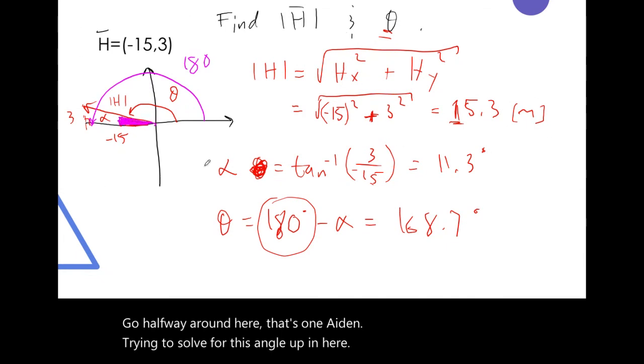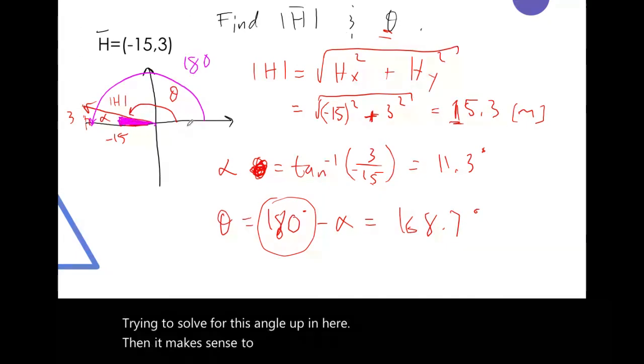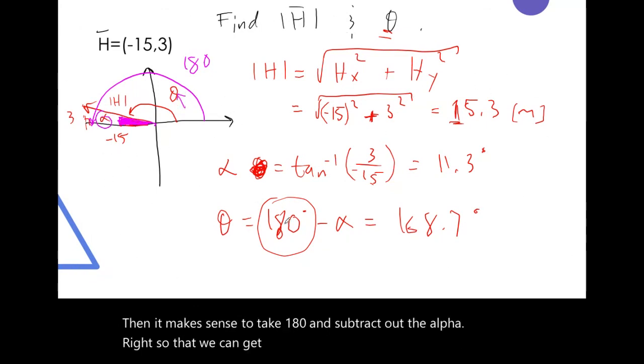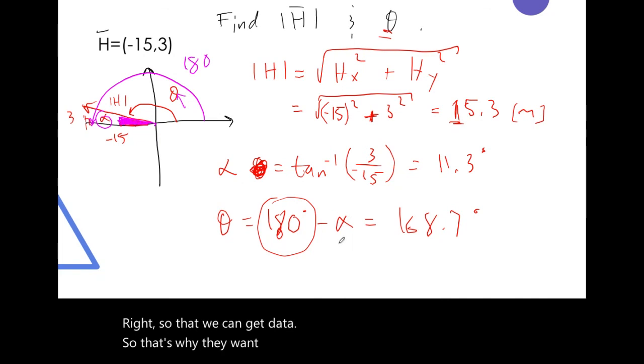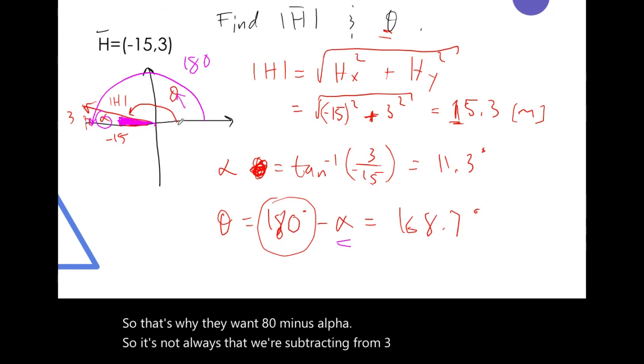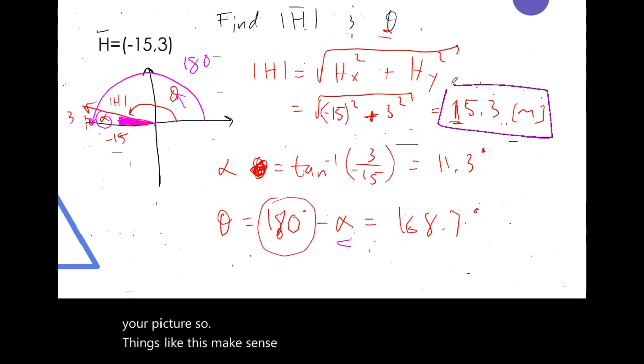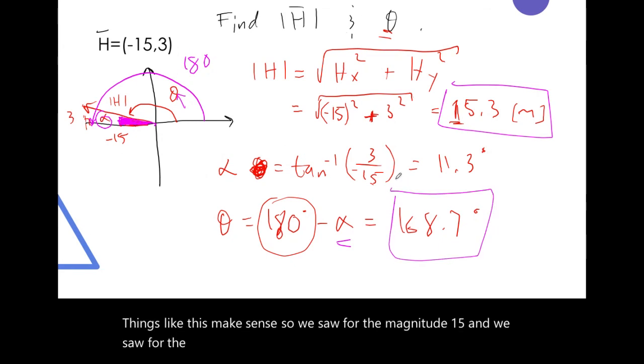then it makes sense to take 180 and subtract out the alpha so that we can get theta. So that's why I did 180 minus alpha. It's not always that we're subtracting from 360. Again, it depends on your picture. So that's why it's always important to have your picture so things like this make sense. So we solve for the magnitude, it's 15, and we solve for the direction. So we're good to go.